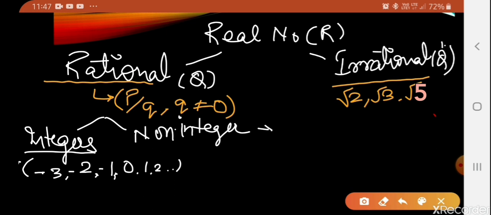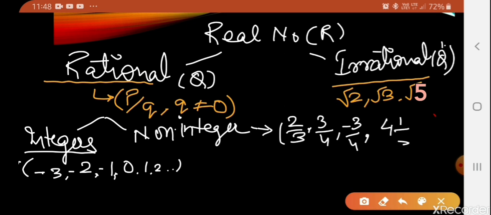While non-integer numbers are all those numbers which are not integers, meaning fractional numbers. For example, 2 by 3, 3 by 4 or -3 by 4, or even a mixed number like 4 whole 1 by 5. It is also a non-integer number.